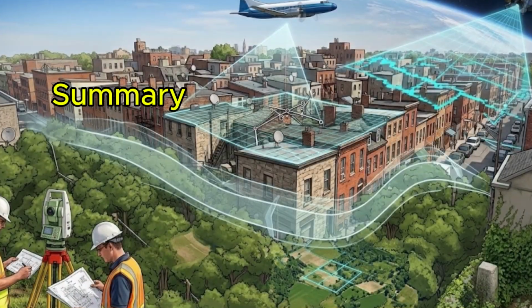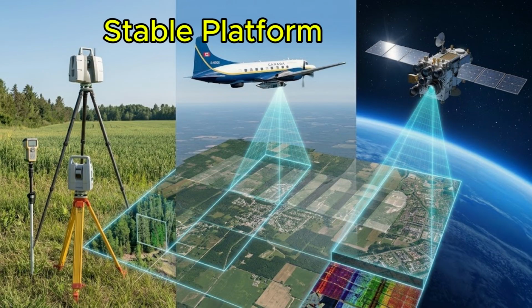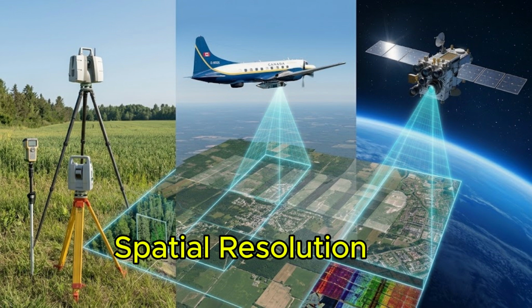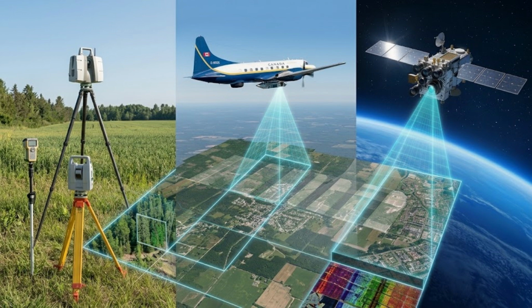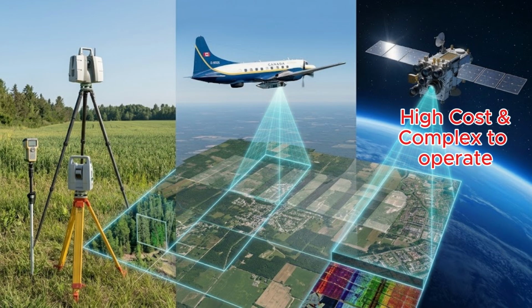Let us wrap up today's masterclass. To summarize our session, first, stable platforms are the foundation for accurate remote sensing. Second, you must balance spatial resolution, coverage, and cost when choosing your mapping system. And third, ground sensors play a vital calibration role. And finally, satellite systems offer powerful sweeping GIS maps, but they carry high cost and complexity.